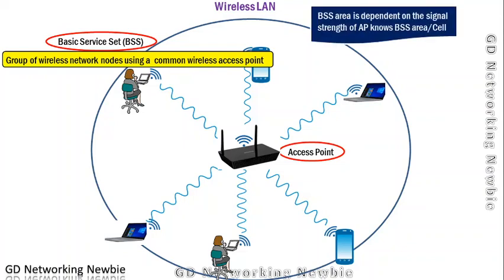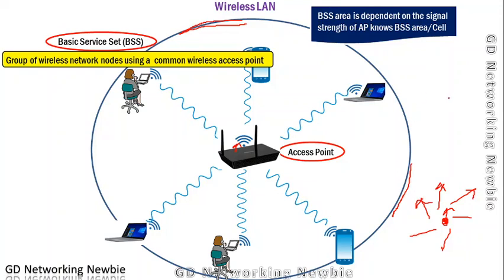Now the area of this BSS is dependent on the signal strength of the access point. Remember, the access point will have an antenna, and of course all these nodes will also have an antenna because we are talking about wireless communication. At this time I have shown the area in circular shape, but it actually depends on the characteristics of the antenna installed on this access point. Normally we think that the radiation pattern of an antenna is equal in all directions, which is the case with omnidirectional antennas.